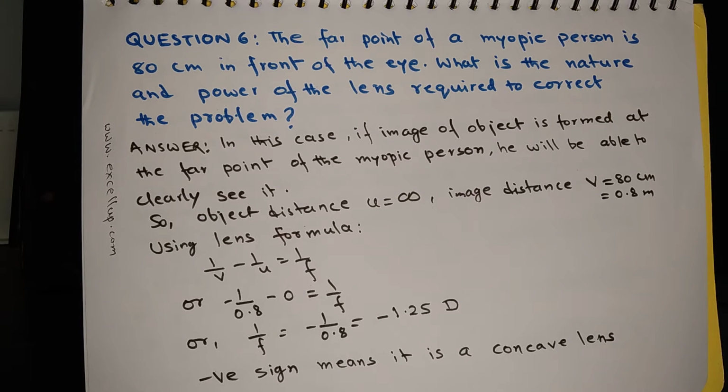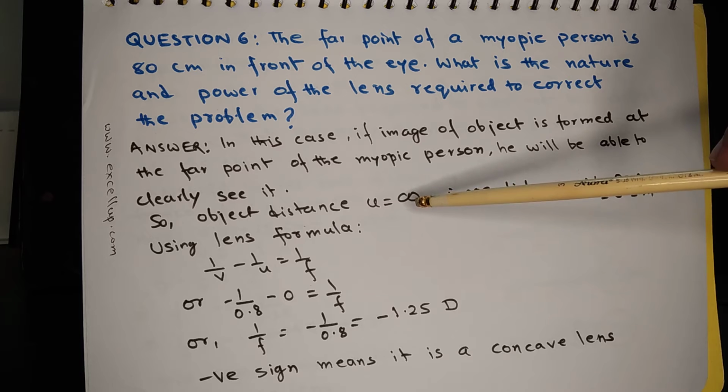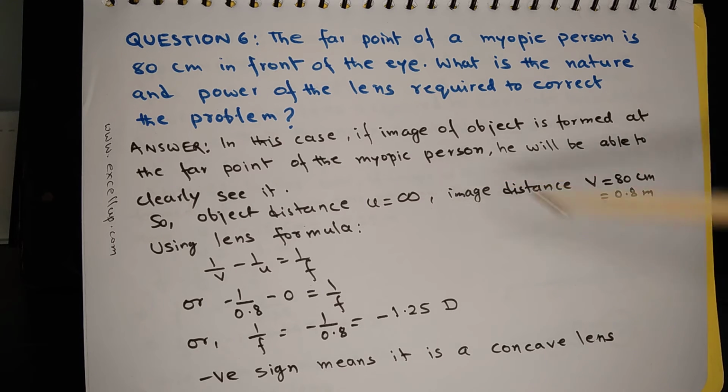Question 6. The far point of a myopic person is 80 centimeter in front of the eye. What is the nature and power of the lens required to correct the problem? In this case, if the image of the object is formed at the far point of the myopic person, he will be able to clearly see it. So the image distance will be 80 centimeter or 0.8 meter, and the object distance will be infinity, that is the far point of a normal eye.